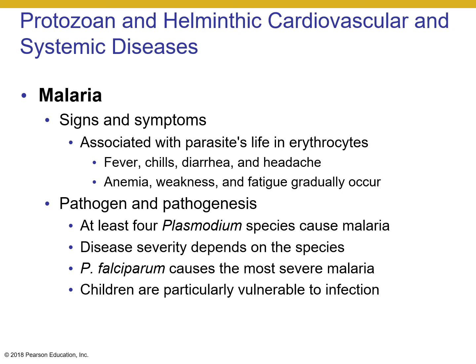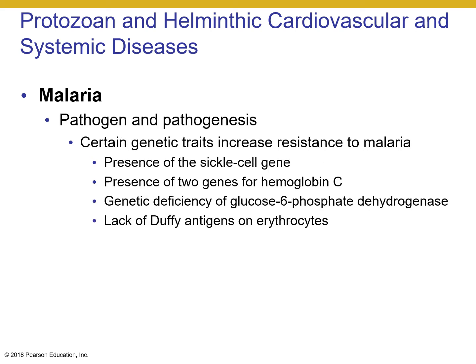It's a killer disease. It's a really tough disease. And it is associated with sickle cell anemia. So, fever, chills, diarrhea, headache, anemia, weakness, and fatigue. This is caused by a parasite called Plasmodium. Depending on the species, you either have a really light infection or a deadly infection. Plasmodium falciparum causes nasty, nasty disease.